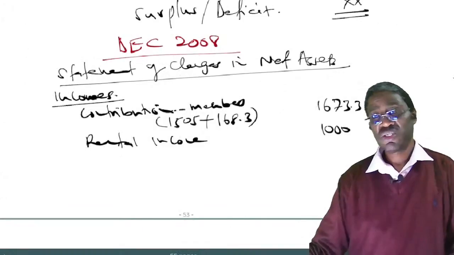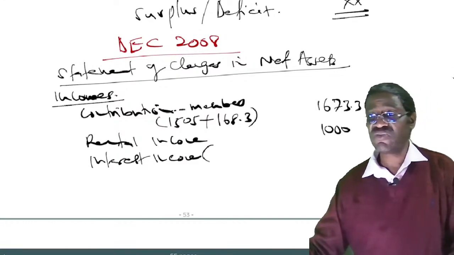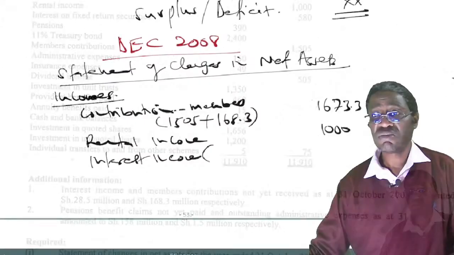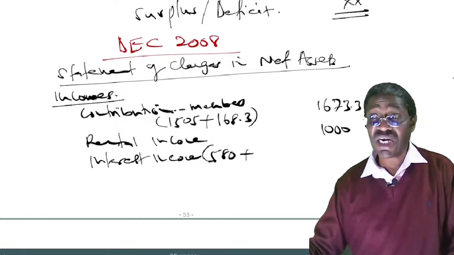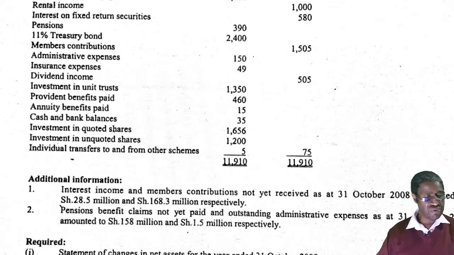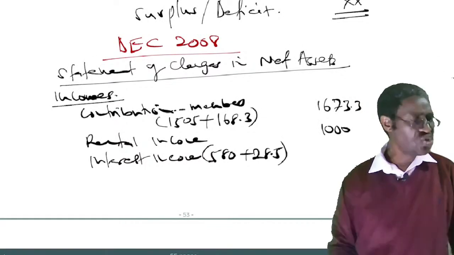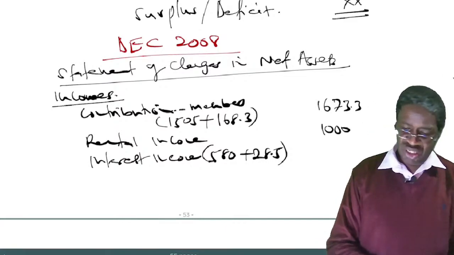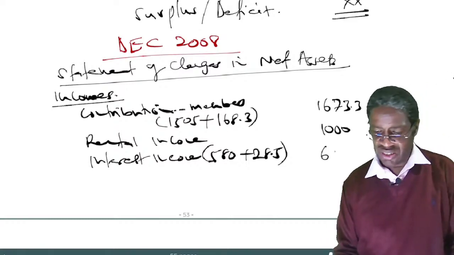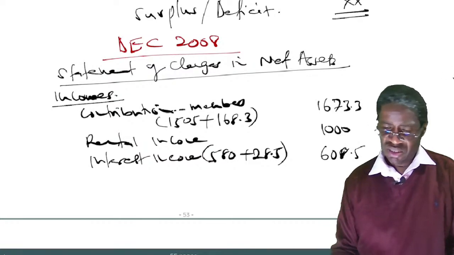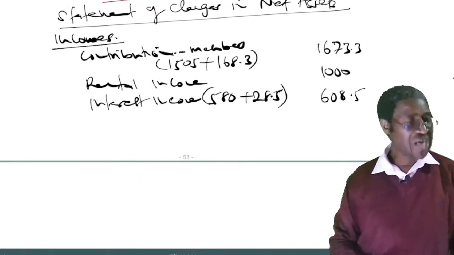So let's add the two. Come and see your interest income. From the trial balance, we have received how much? 580. Put it. From the additional, we are told there is another income we have not received, 28.5. We add 28.5. So what is our true income? This will be 580 plus 28.5. That gives me exactly 608.5. Good. We go back to the same trial balance.